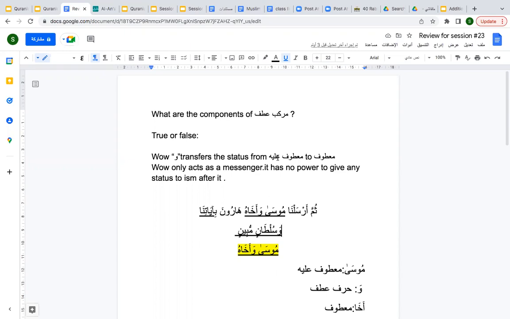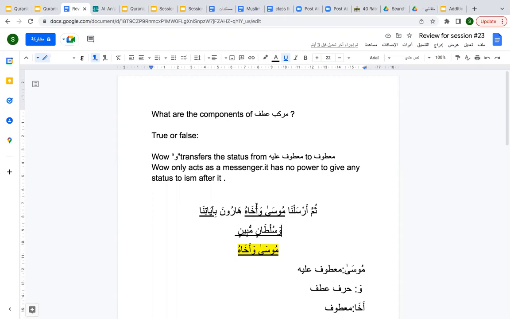Okay. Now, if I give you this part of the verse, what do you think is happening here? Do you see any fragment? Which fragment? Do you see any fragment here? What are you saying here? Akhahu. Very well done. Very well done.